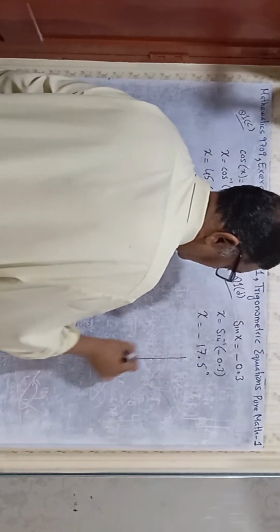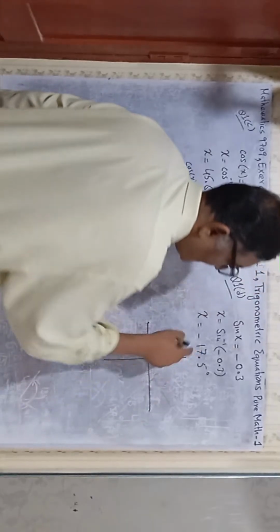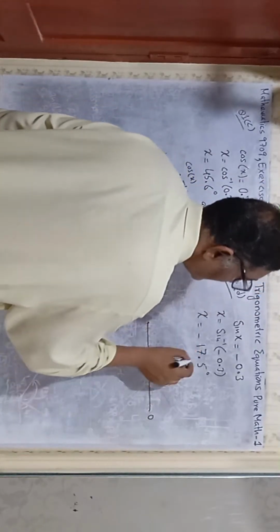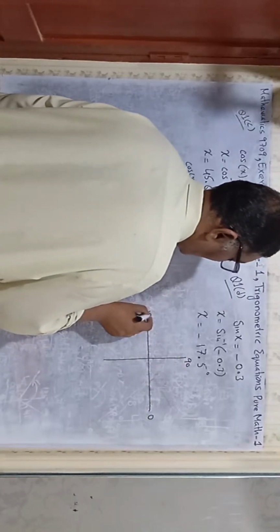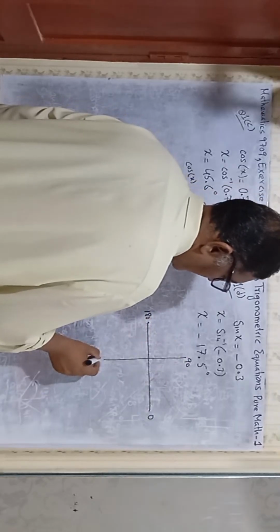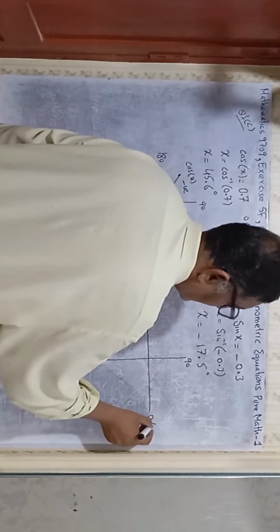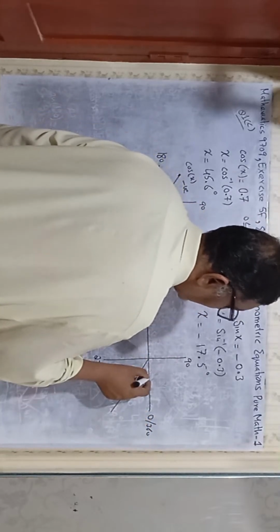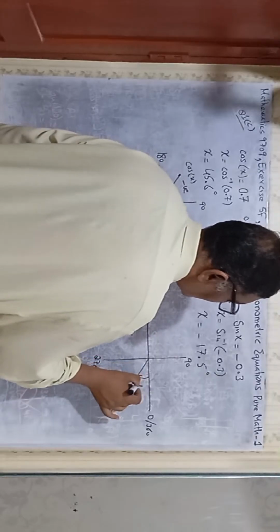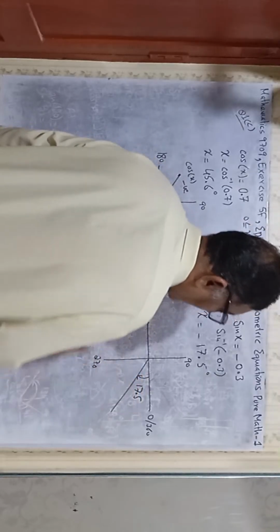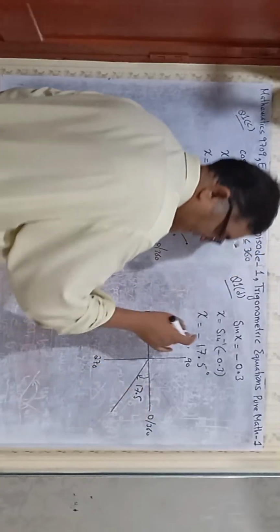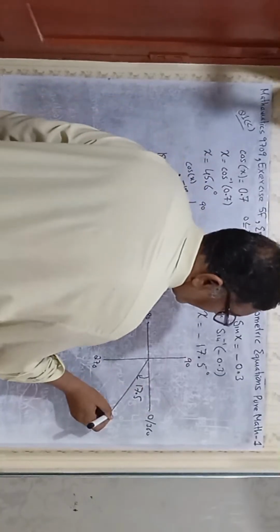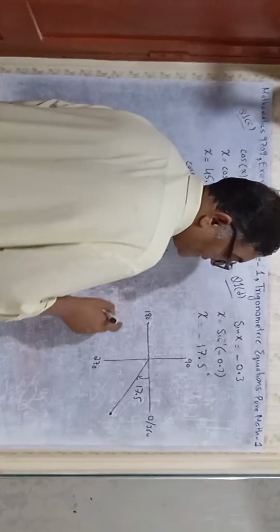So let me show you this. This is my base angle now. This is 0, this is 90, this is 180, this is 270, and this is 360. Minus 17.5 is this angle. I'll just write it 17.5. If you go like this, it's negative. So I have to tell how much is this angle.